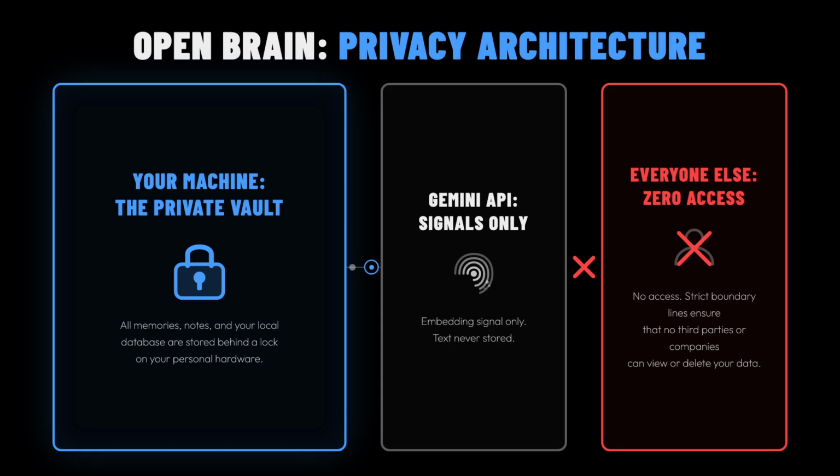One quick note on privacy. Your memories are stored in a local database. Nobody has access. The only data that leaves your machine is an embedding. It's a digital fingerprint that Gemini uses to enable semantic search. But your memories and text are local on your machine in your database. Nobody has access but you.